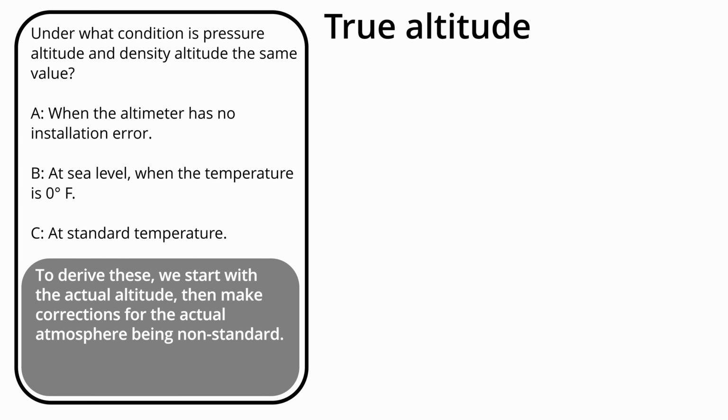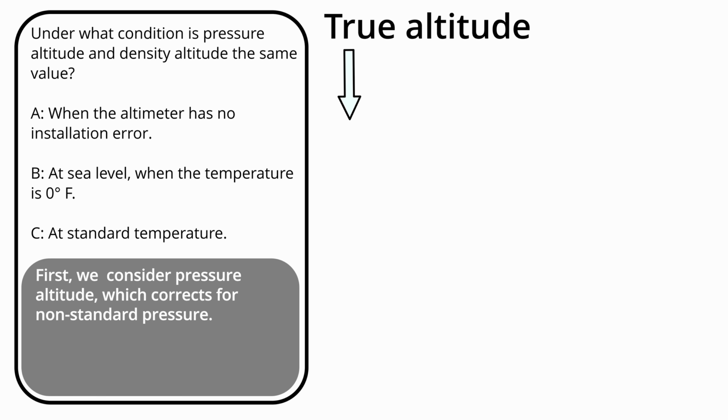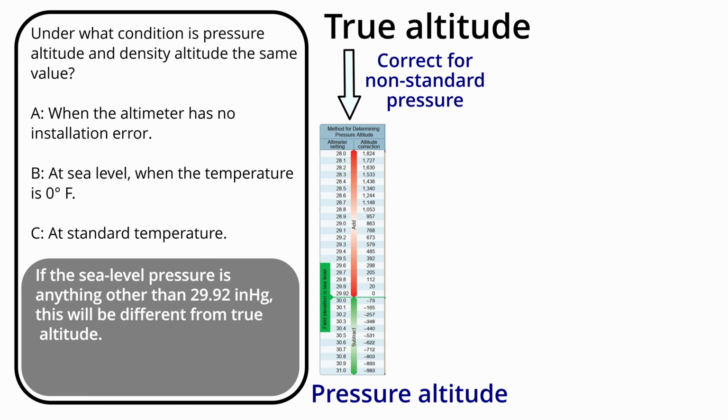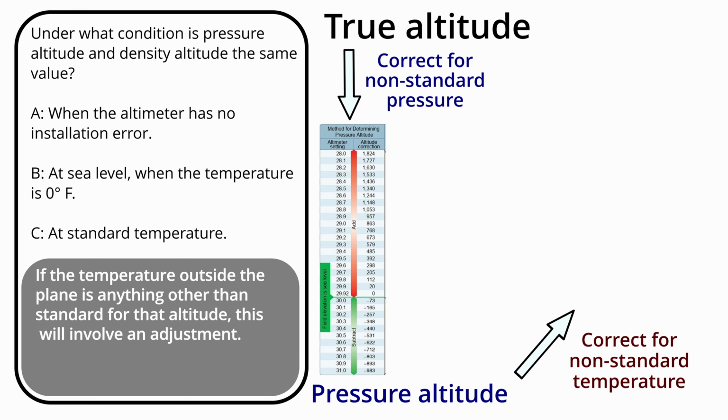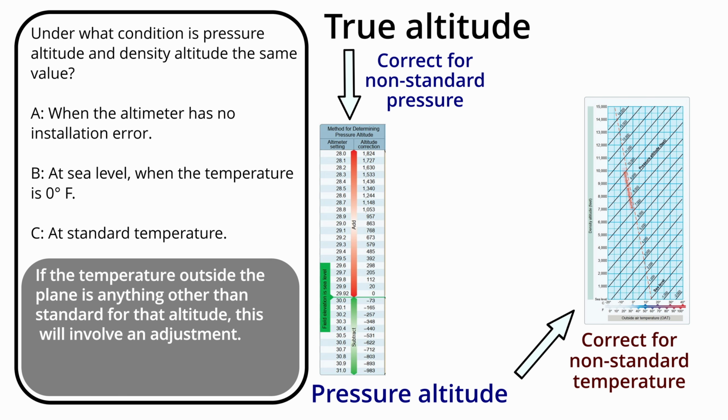To derive these, we start with the actual altitude, then make corrections for the actual atmosphere being non-standard. First, we consider pressure altitude, which corrects for non-standard pressure. If the sea level pressure is anything other than 29.92 inches of mercury, this will be different from true altitude. Secondly, density altitude, which starts with pressure altitude and corrects for non-standard temperature. If the temperature outside the plane is anything other than standard for that altitude, this will involve an adjustment.